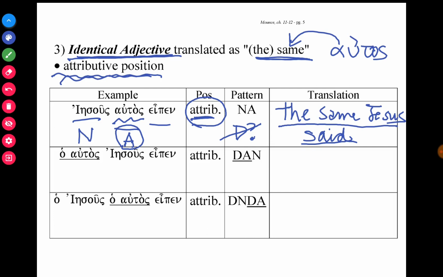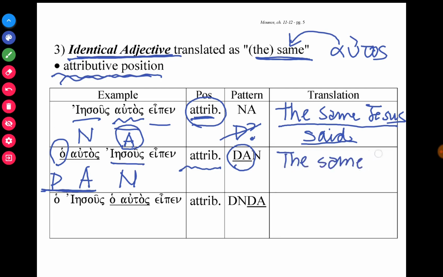aŭtos. So in this case, we have the definite article, we have the pronoun in the adjectival position, and then we have the noun, and then the verb. And notice that the article, definite article, is not adjacent to the noun this time, it's adjacent to the adjective, or the pronoun in the adjectival position. This is what we call the attributive use of the pronoun aŭtos, and this would be translated as the same Jesus.